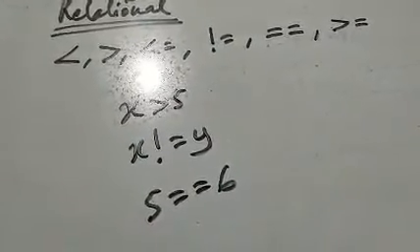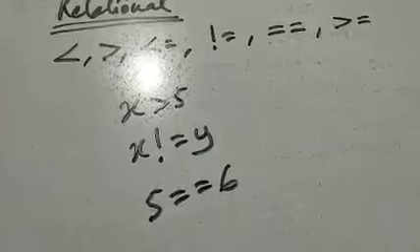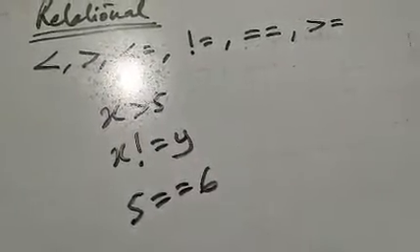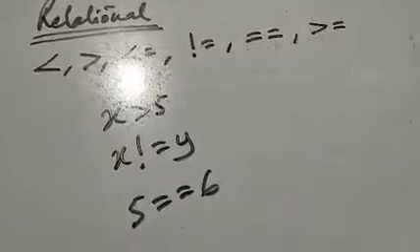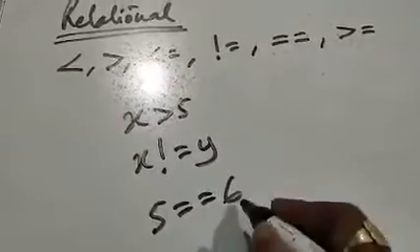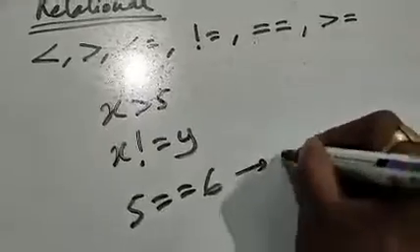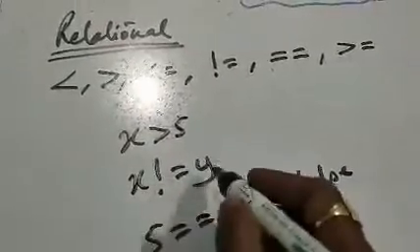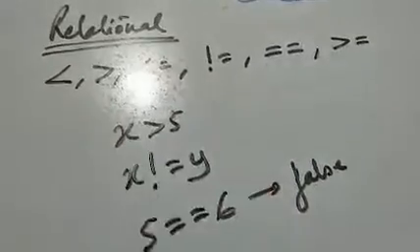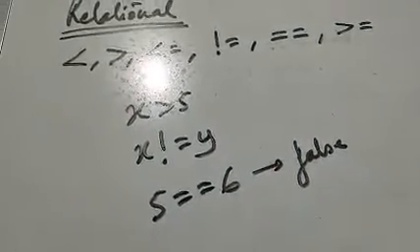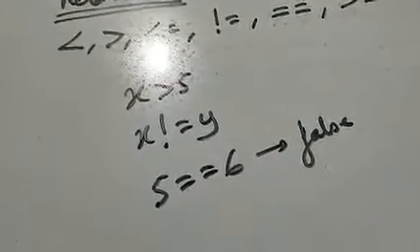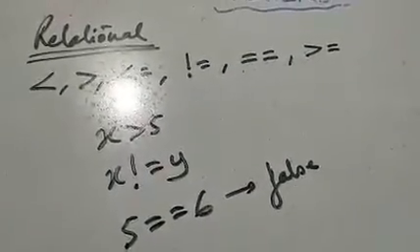Remember, they always return a Boolean value. All the conditional operators will return a Boolean value, that is, the answer will always be either true or false. For example, in this case, is 5 equal to 6? Certainly not, so the answer will be false. For x and y, it depends on the values that I assign to x and y. Depending upon them, the result will be either true or false. I hope it is clear to you.